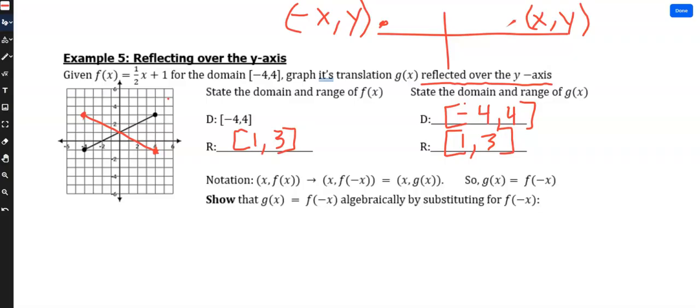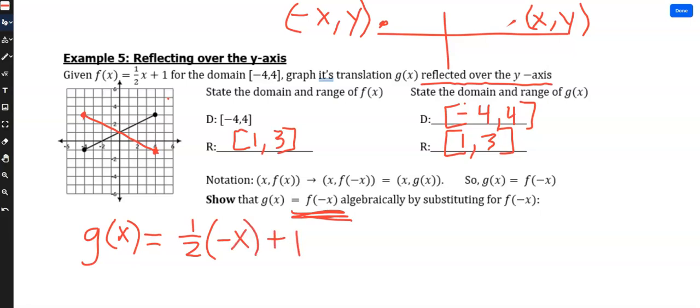Now, if we want to come down here and do this algebra, we're going to figure out what g of x is by substituting -x for x in the equation. That means 1/2 times -x plus 1. So we're using this original equation, but we're substituting negative x for x. Well, a little bit of algebra would give me negative 1/2 x plus 1.